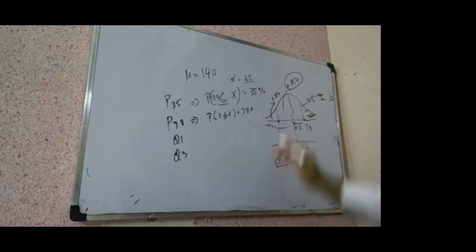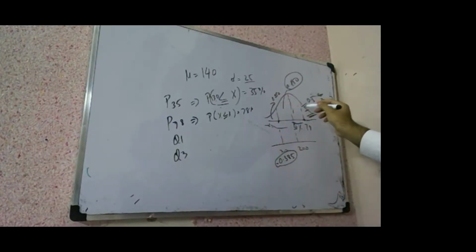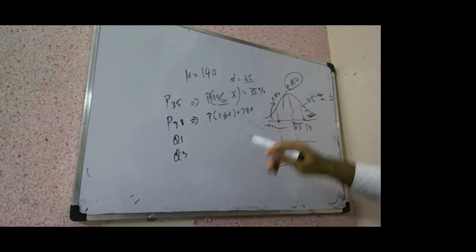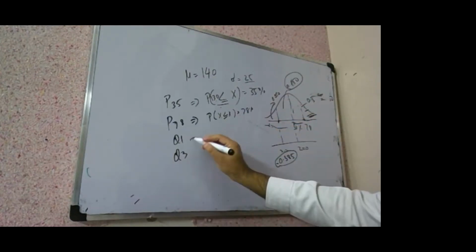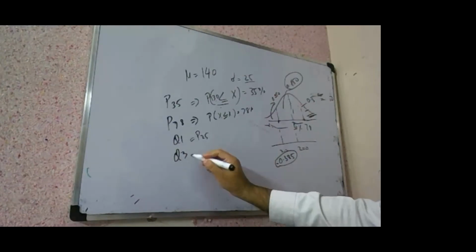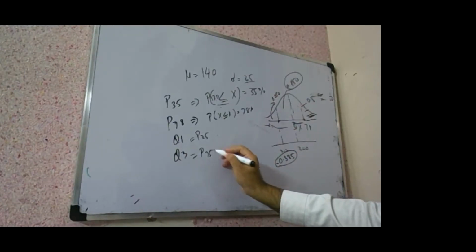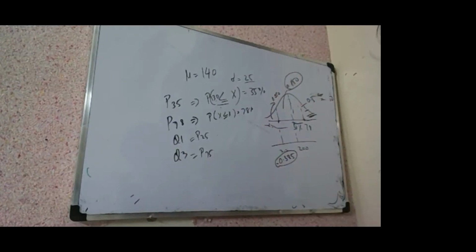Because it's symmetric, this area is 0.350, so this area will also be 0.78, right? So that's how you calculate. Q1 is actually P25. Q3 is equal to P75. That's how you can calculate it, and I think you will be able to solve it. Let me give you an example.